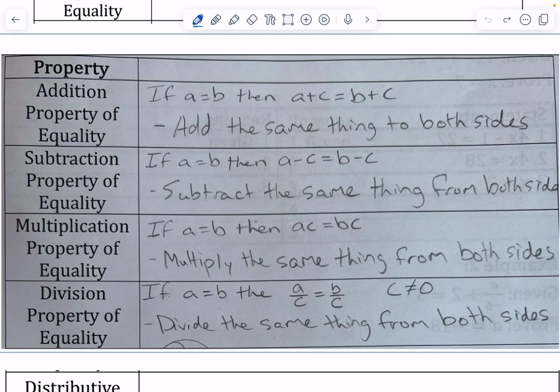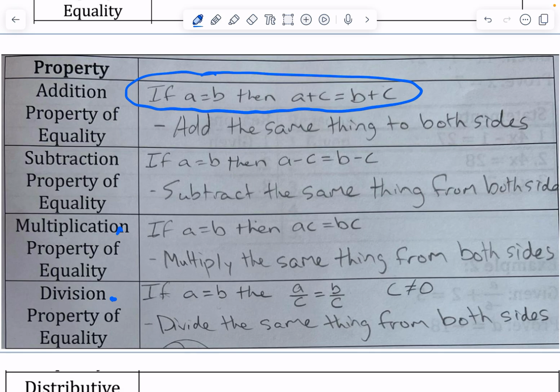4 properties here. You're adding, subtracting, multiplying, and dividing. The property of equality just means whatever you do to the left side, you can also do to the right side. You have to do it to the right side to keep the equation balanced. So this first part right here, if a equals b, then a plus c equals b plus c. That's just saying that whatever you add to the left side, you got to add to the right side. Same with subtraction, multiplication, division. It's the same thing. If you subtract something from the left side, you also need to subtract it from the right side to keep it balanced.